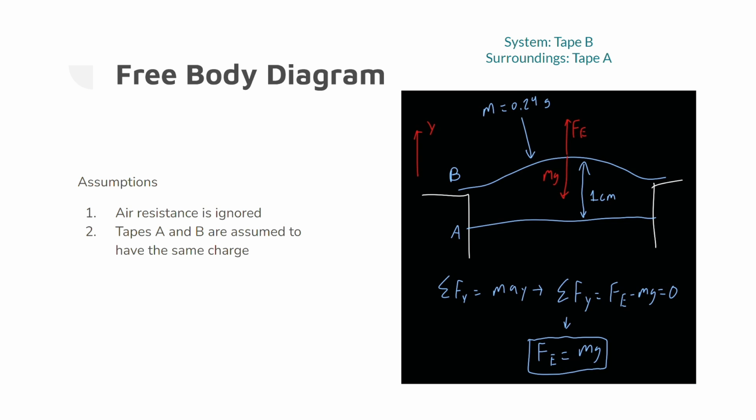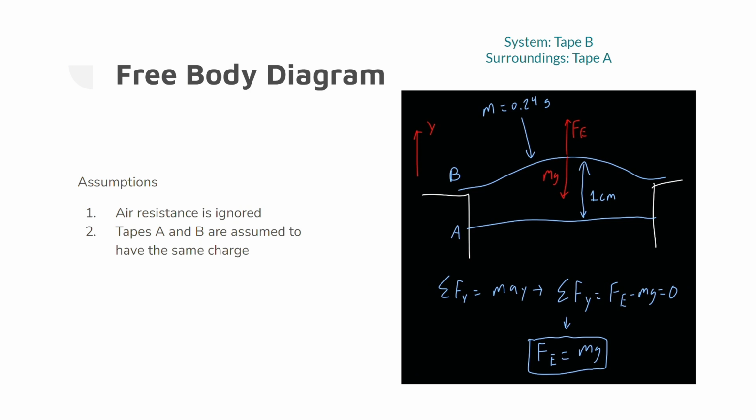Now we can set up our free body diagram. In this free body diagram, we are assuming that tape B is the system and the surroundings is tape A. On the right here, you can see that tape B is on the top, tape A is on the bottom. We have the force due to the electric field from tape A pushing up on tape B, and then the force due to gravity pushing down. And after everything comes to equilibrium, acceleration equals 0, so then we find that ultimately the force due to the electric field equals the force due to gravity.